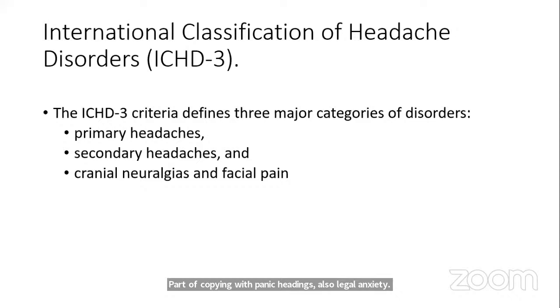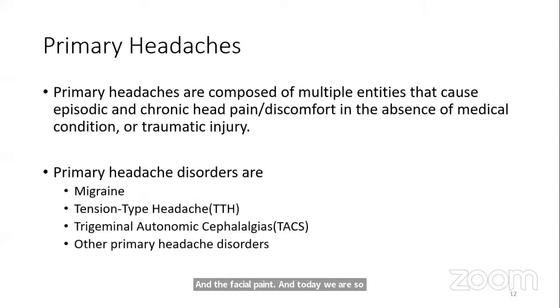So the International Classification of Headache Disorders, version 3, which was released in 2018, actually classifies headache disorders in 3 main groups: the primary headaches, the secondary headaches, and the cranial neuralgias and facial pain. Today we are talking about primary headaches, so we'll quickly delve into primary headaches. So primary headaches are composed of multiple entities that cause episodic or chronic head pain or discomfort.